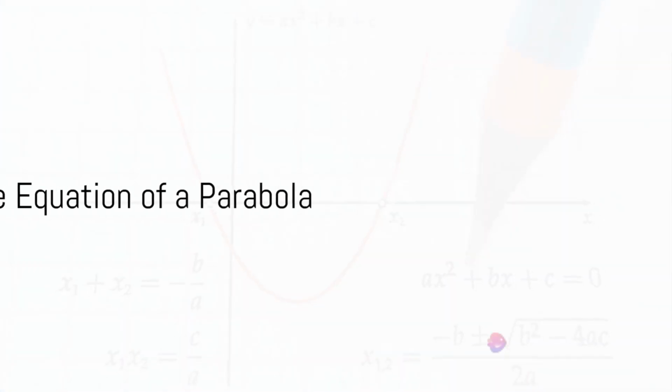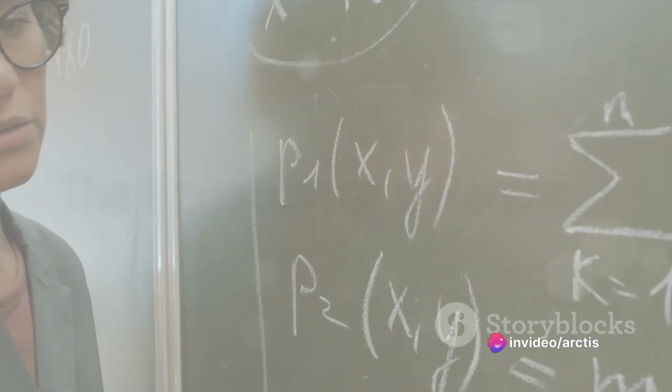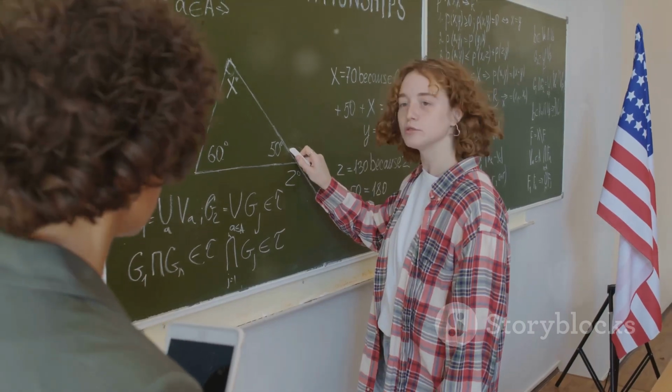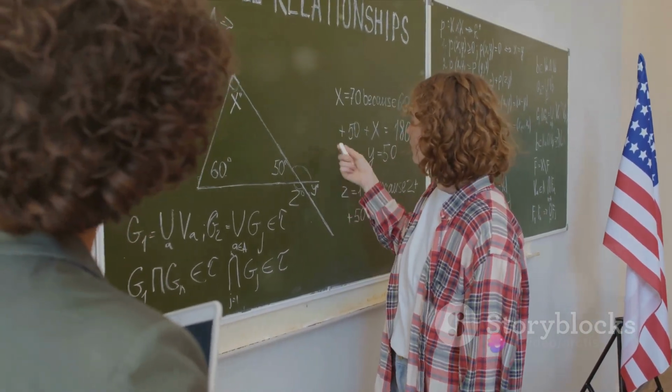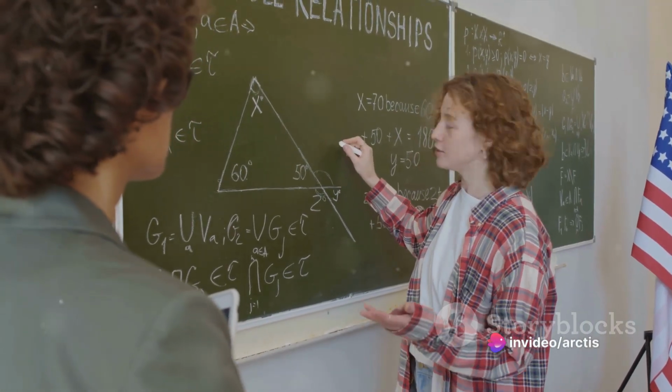Moving on to a parabola, a curve often represented in quadratic equations. The standard form of a parabola's equation is y equals x squared plus bx plus c. This equation is derived from the principle of completing the square, a technique used to solve quadratic equations.